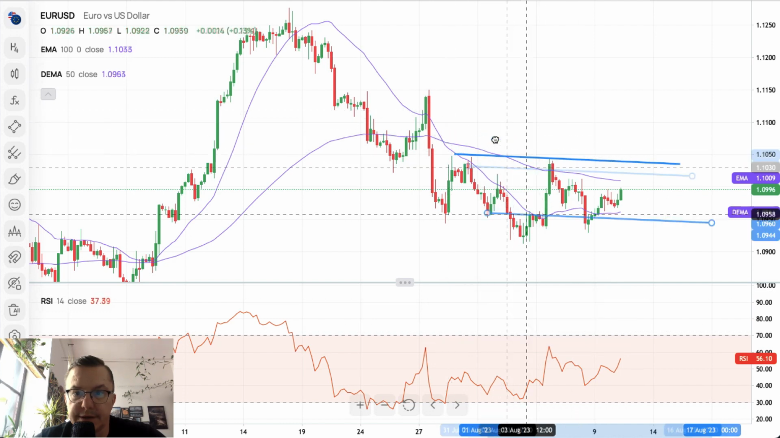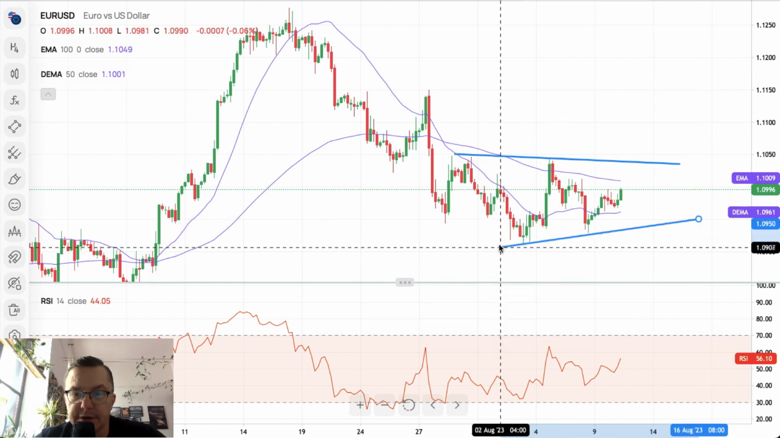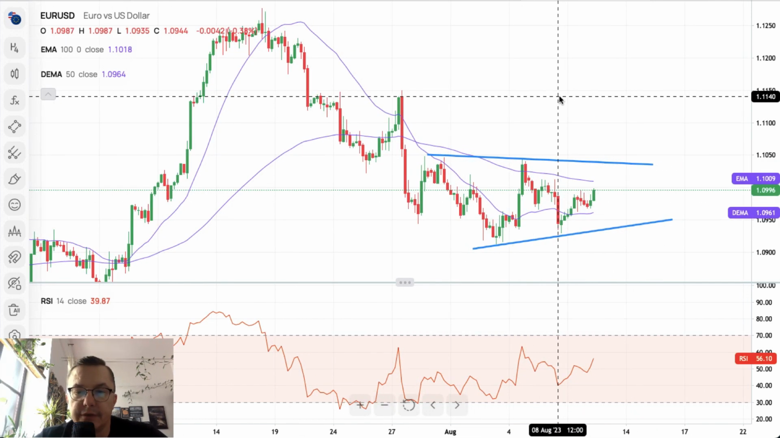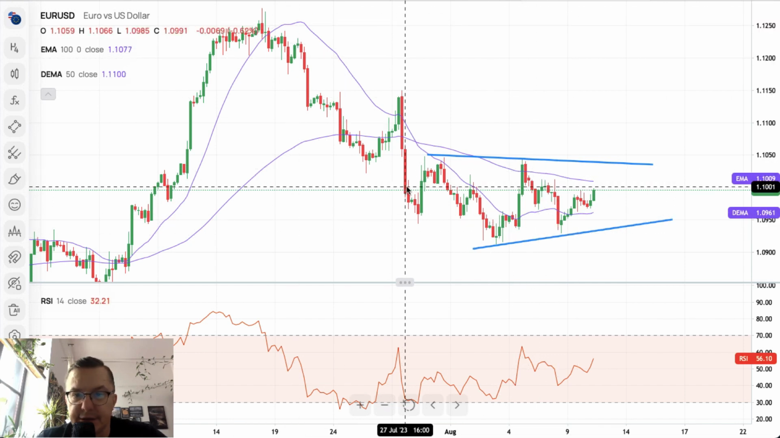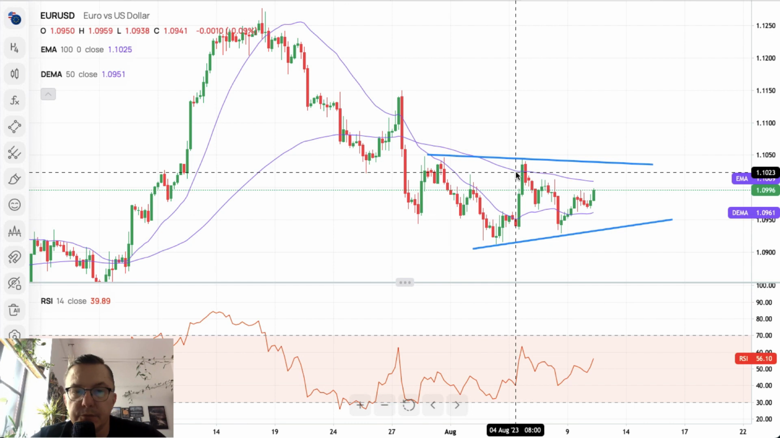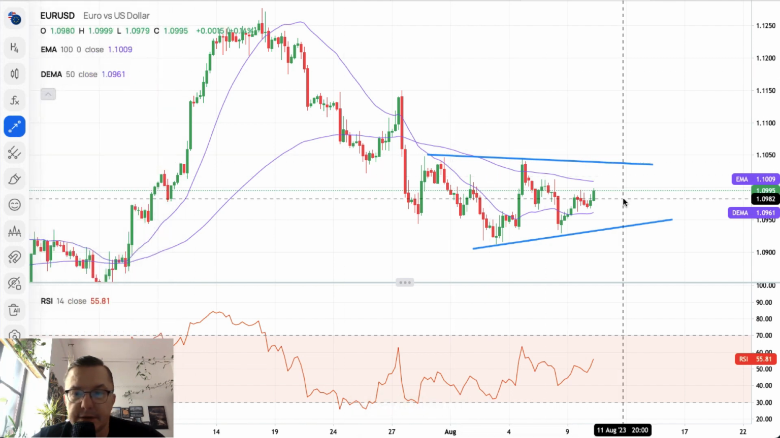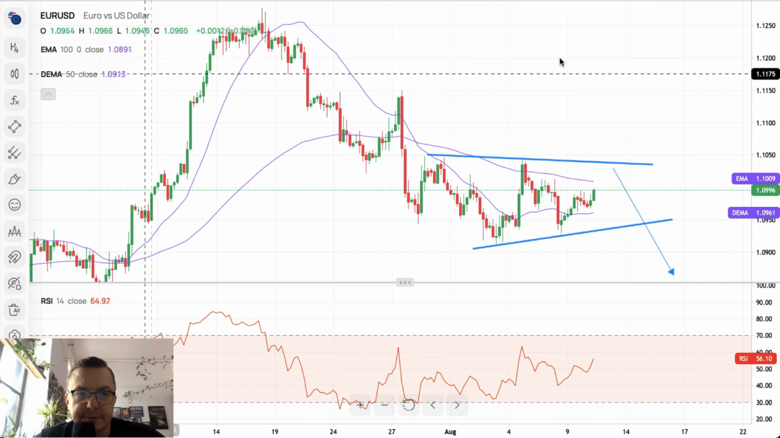So right now it looks like this, and as you can see, the lower triangle arm can be located here. So it's a little bit skewed triangle. It's not like a textbook example of a triangle whatsoever. Nevertheless, it's still valid, and the reason for the triangle to be in this place after the correction to the downside is that the triangle is a pattern of continuation. Okay, it's a trend continuation pattern.